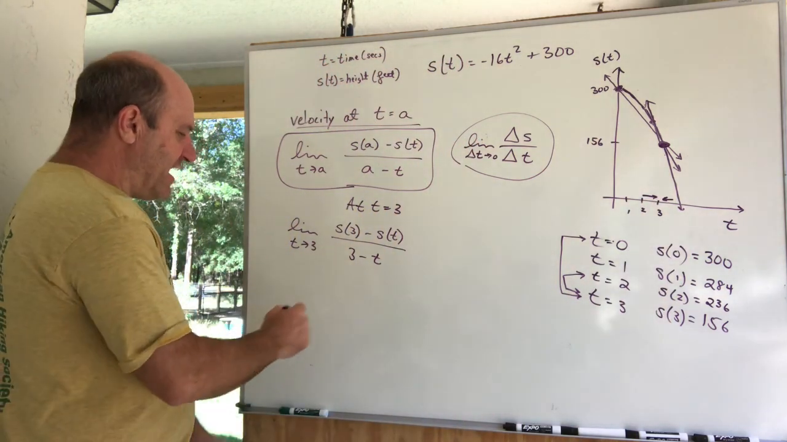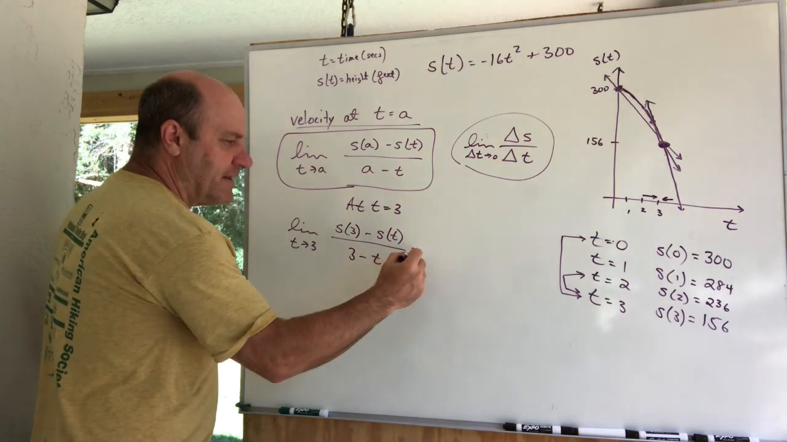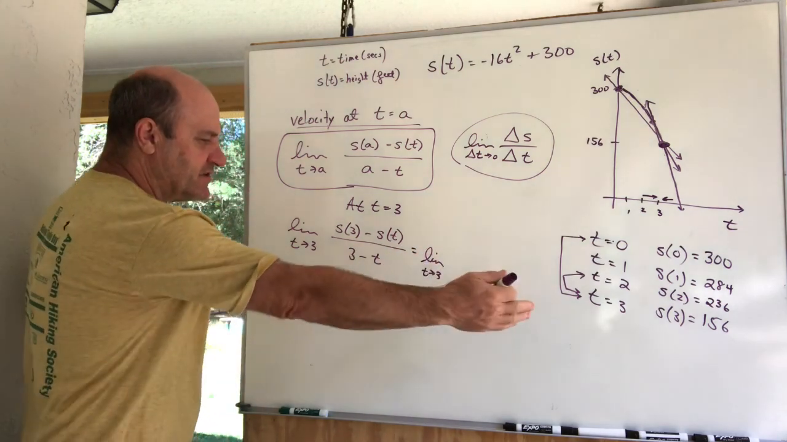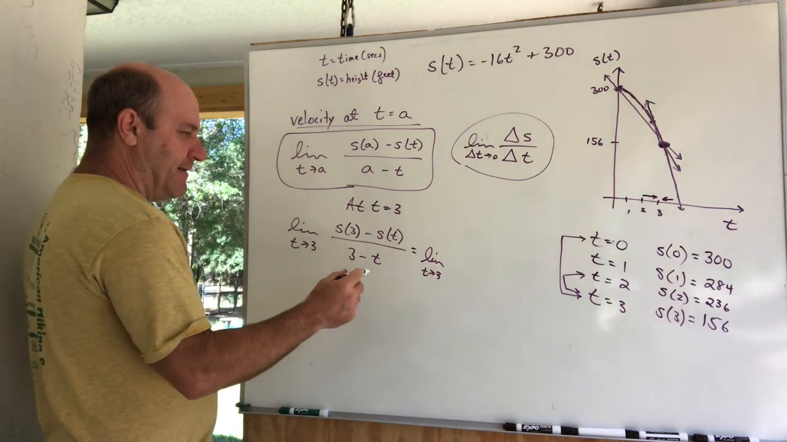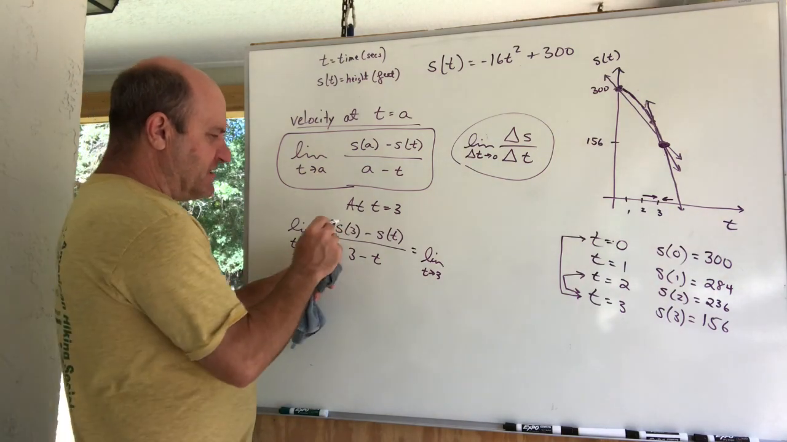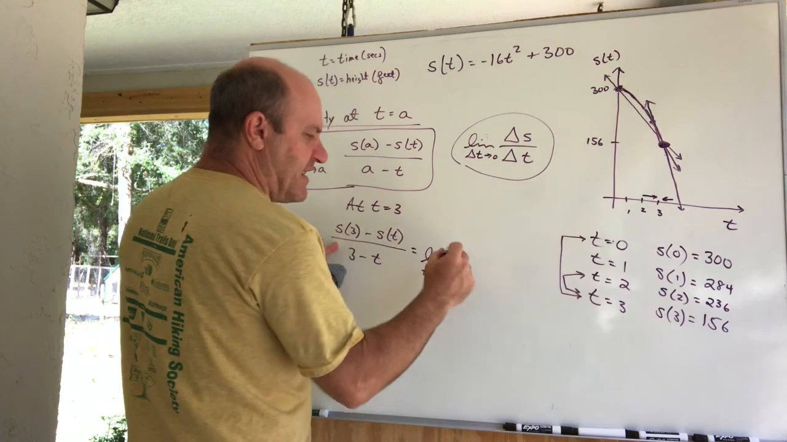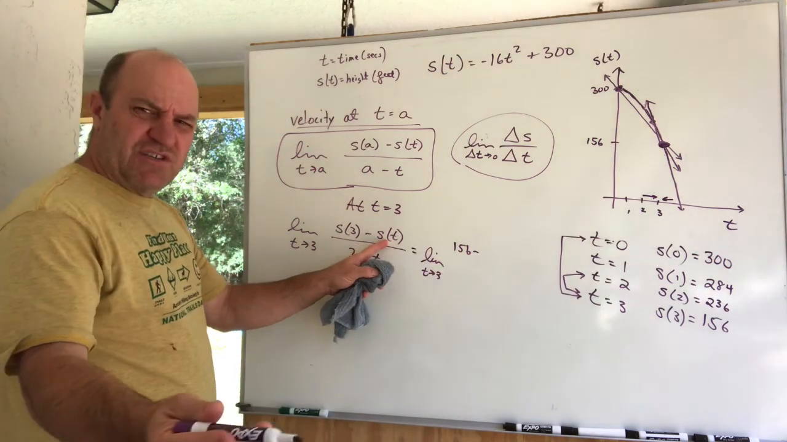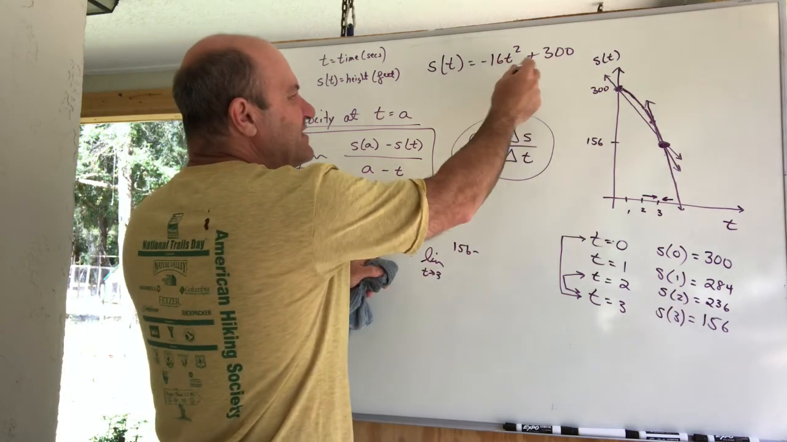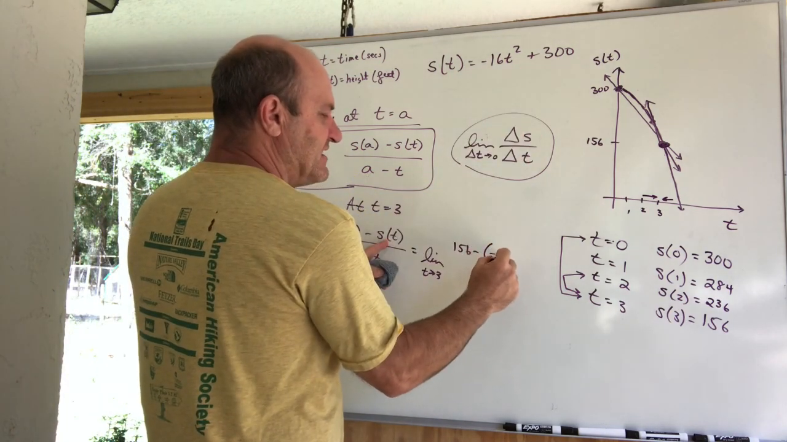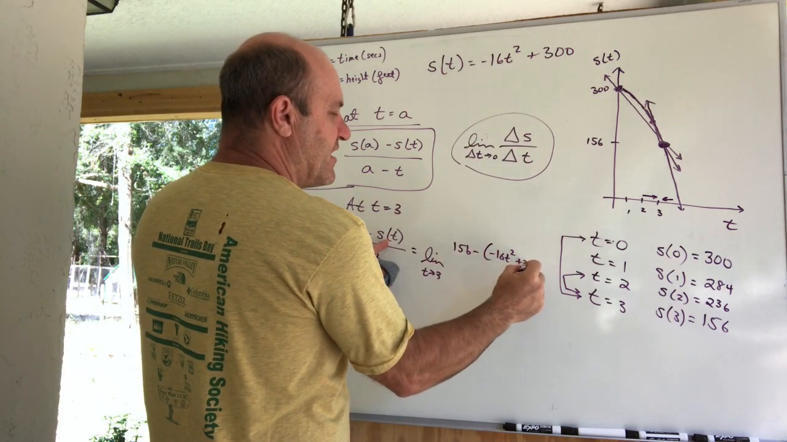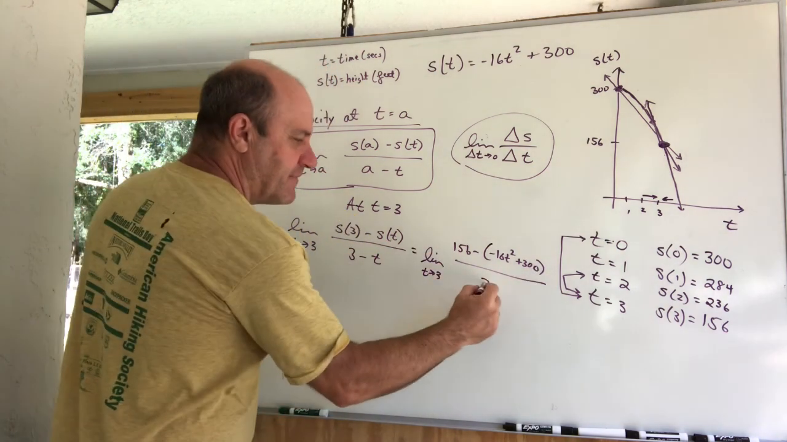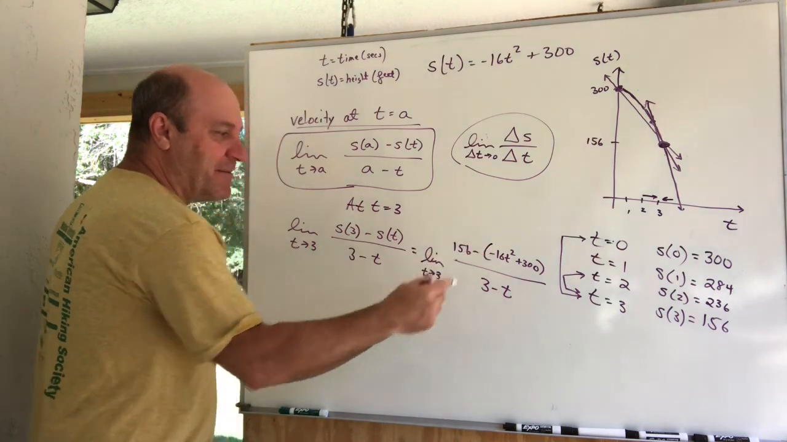All right, let's try this. I'm trying to do this limit. Here it is. It's the limit as t approaches 3. Let's see, what is s of 3? That means plug 3 into the function. Okay, we did that. That's 156. Minus s of t, which is just the function itself, that's negative 16t squared plus 300, all over 3 minus t.